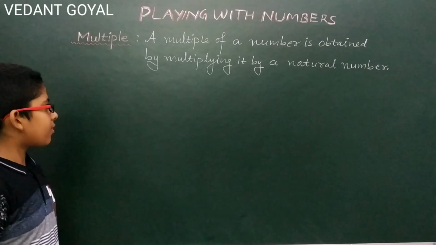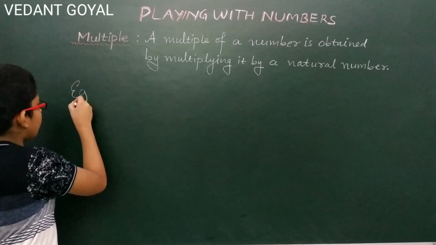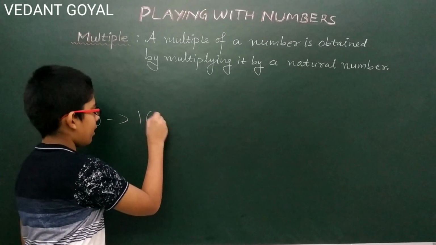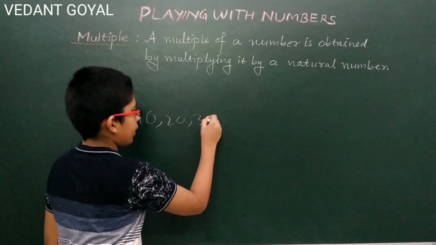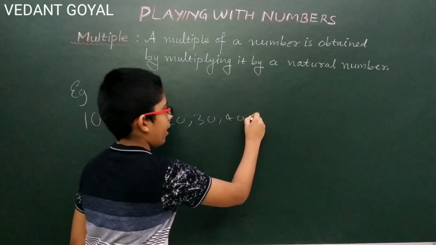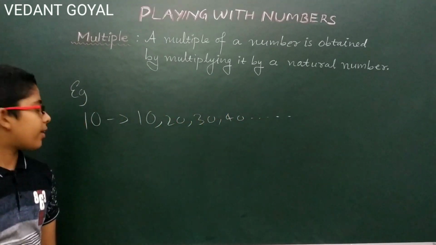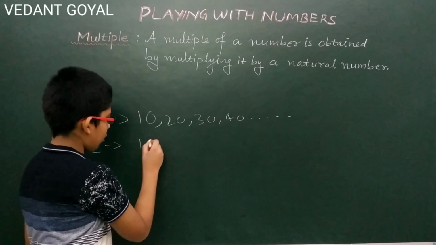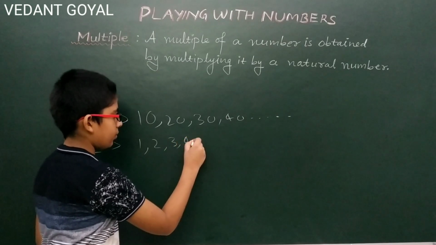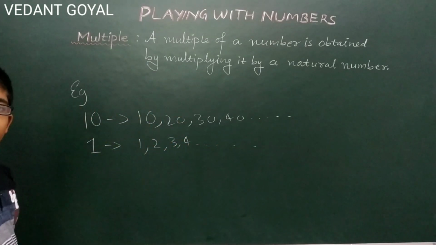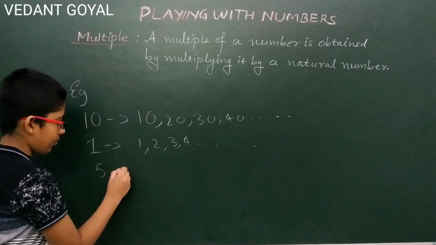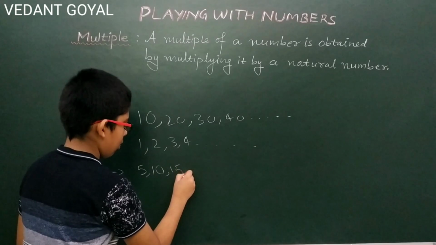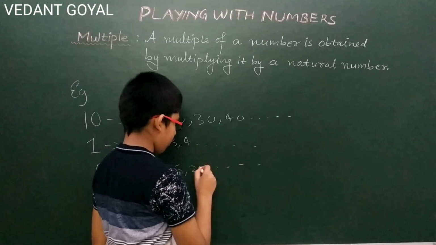So let's take a bigger example. 10. What are the multiples of 10? It is 10, 20, 30, 40 and so on. What are the multiples of 1? They are simple. 1, 2, 3, 4 and so on. Multiples of 5, 10, 15, 20 and so on.